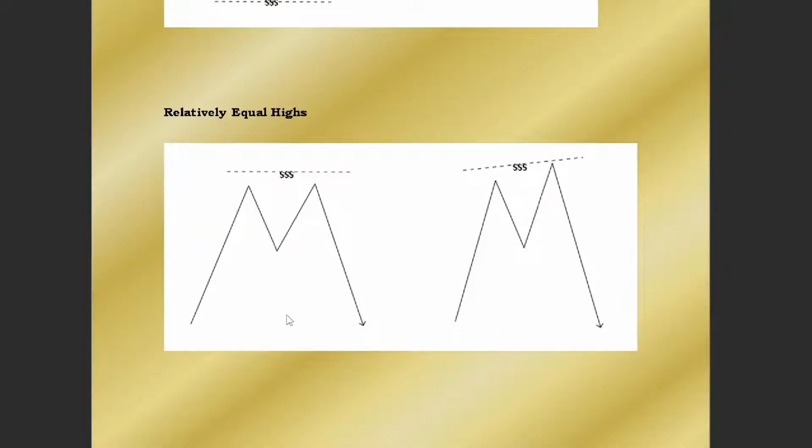The same thing goes for equal highs. People will trade this as a double top and end up shorting the market here, placing their stop loss right above, or limit sells. This gives also a lot of liquidity for market makers to take. And the same concept applies to these relatively equal highs.